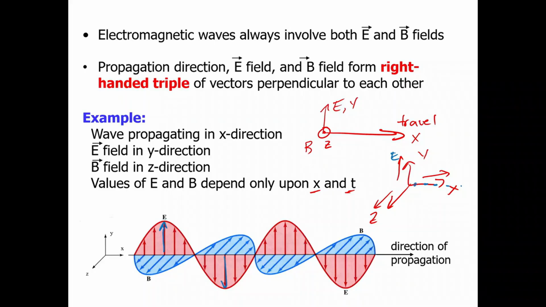Our magnetic field right here, if you picture that, when it's the positive z direction, it's coming out of the page at you, and the negative z direction is going into the page, so that these are 90 degrees to each other. They are also both 90 degrees to the direction of propagation because this wave is moving.